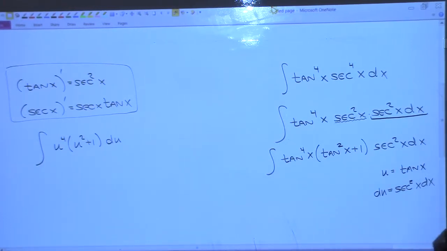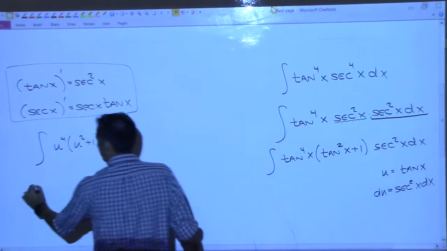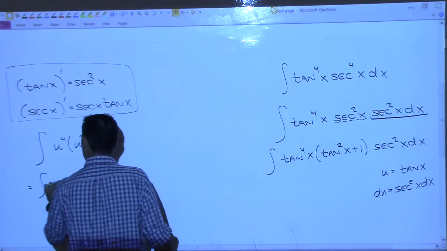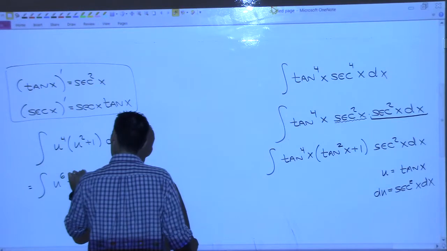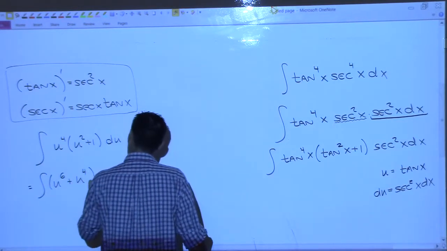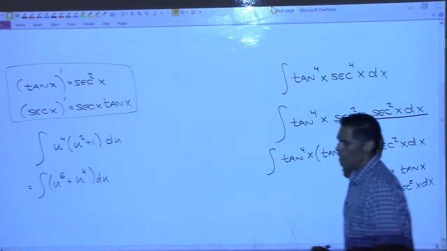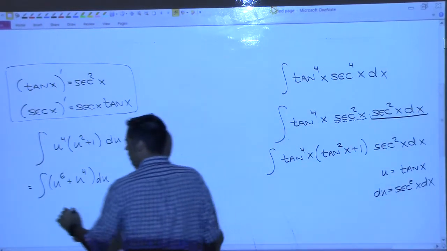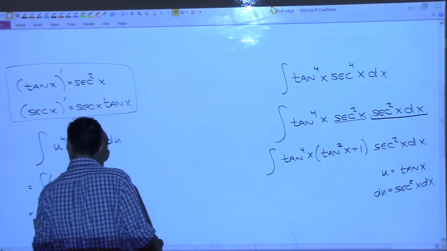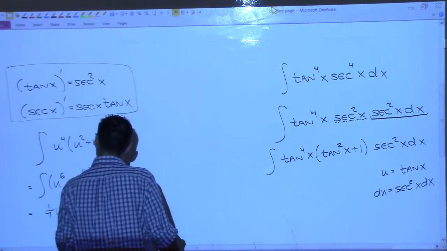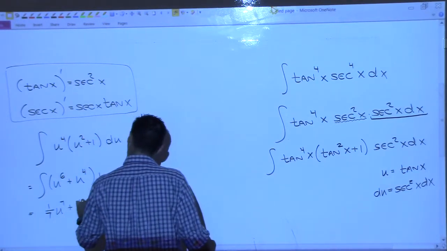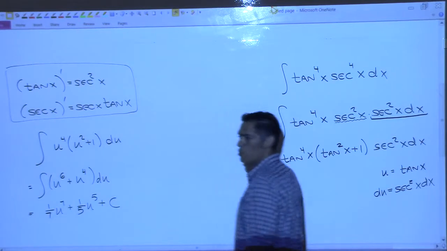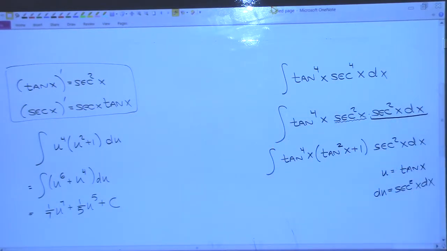Distribute the u to the fourth through, right? So algebraically, this is going to clean up pretty nice. Distributing u to the fourth, and now that's just power rule, right? So we've got 1/7 u to the 7th plus 1/5 u to the 5th, and then plus c, and then we replace u with tangent. So replace the u with tangent of x, and we're done.